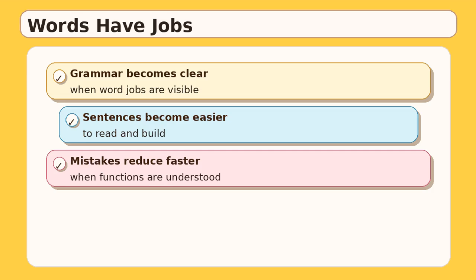In this lesson, we begin one of the most important topics in English grammar, parts of speech. When you understand what job a word is doing, grammar becomes more logical, easier to remember, and far easier to use in real speech and writing.